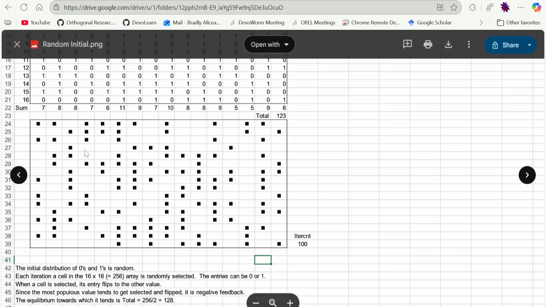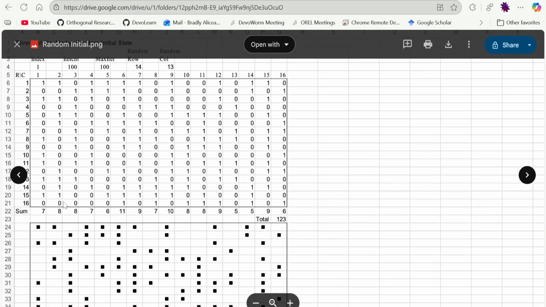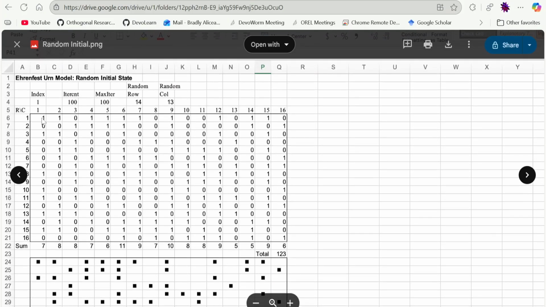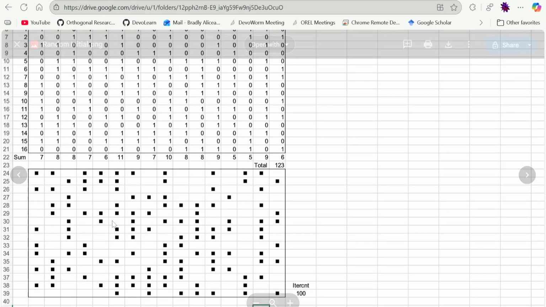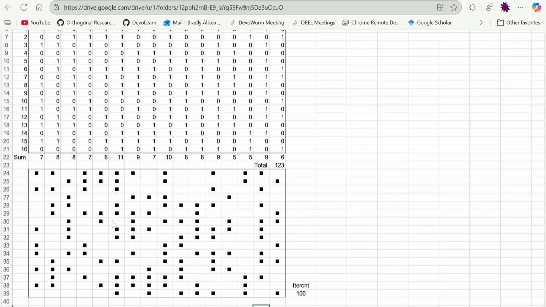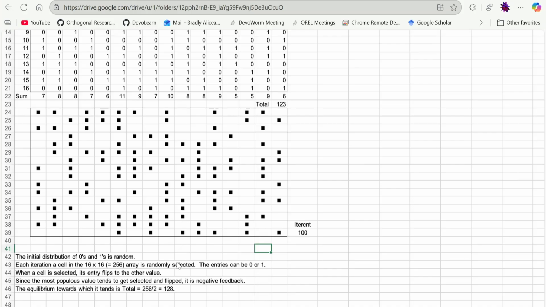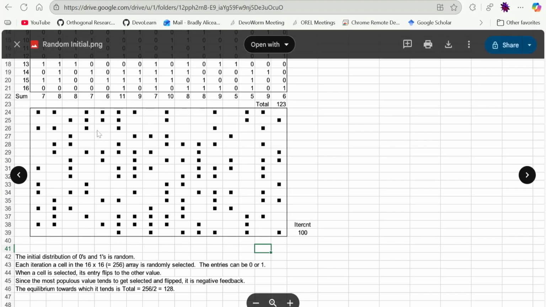A couple of notes on this: the initial distribution of zeros and ones is random. We have this matrix of zeros and ones that come from these inputs on each axis, and then you have the sums down here, with zeros represented by an empty cell and ones represented by these black boxes. This distribution of black boxes is an ensemble that is the result of this random initial condition. Then you play the game and you get this mixing that occurs.